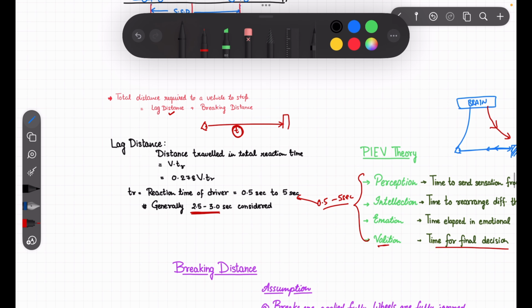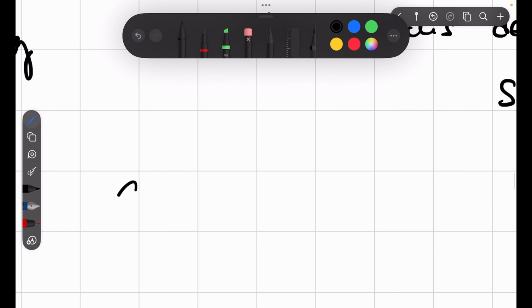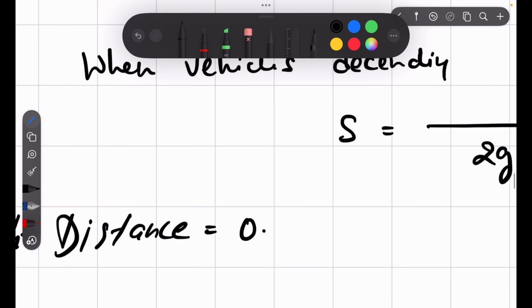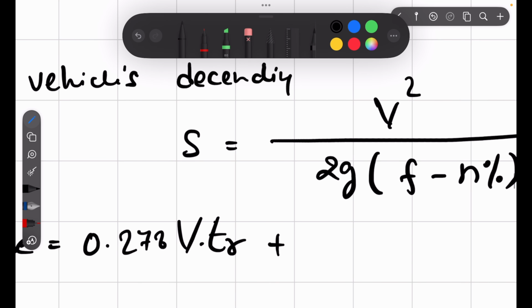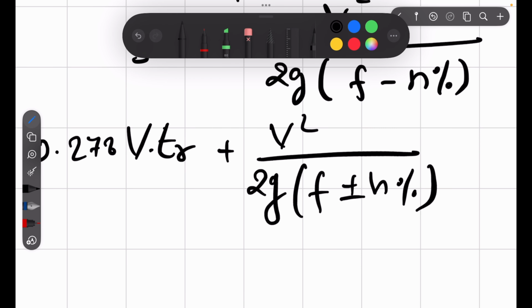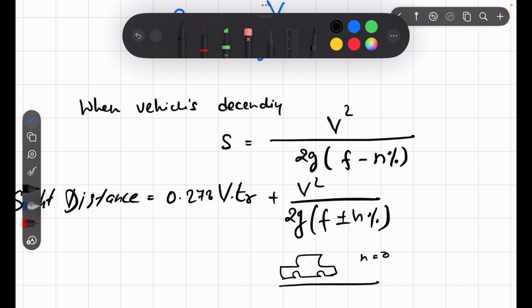Now coming back to the main topic, that is the sight distance. Your sight distance will be equal to lag distance, which is 0.278 v into tr, plus v square by 2g (f plus or minus n percentage). Plus or minus depending upon whether the vehicle is ascending or descending. In case we have a flat terrain, n will be equal to 0, so it is v square by 2g f. Okay, that will be the expression.